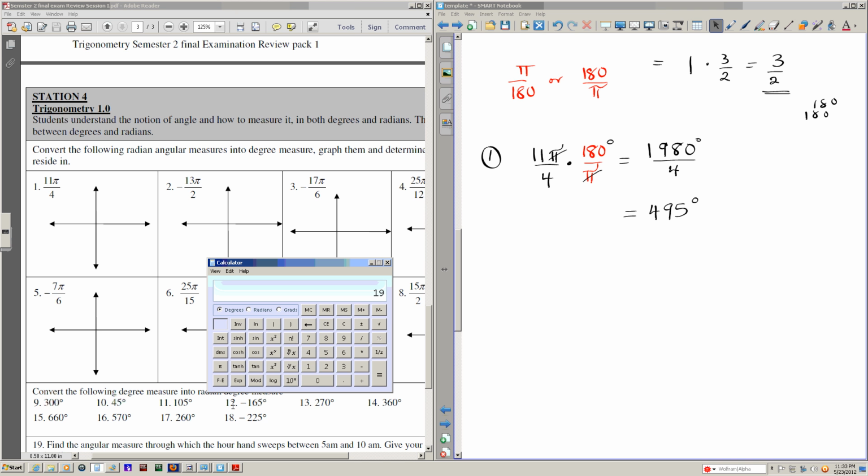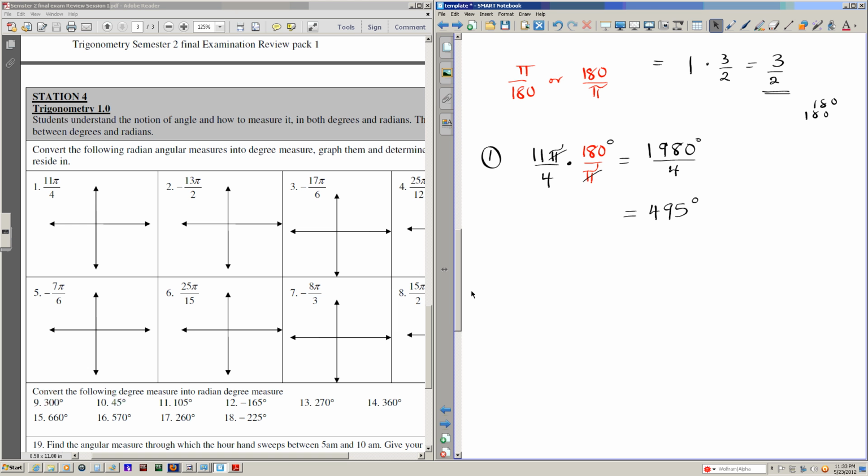Let me just verify with my calculator real quick. 1980 divided by 4, 495. Okay, so there you have it. So where on earth is 495? Let's go ahead and graph that real quick, and then determine what quadrant it lies in. Okay, so where is 495 degrees?